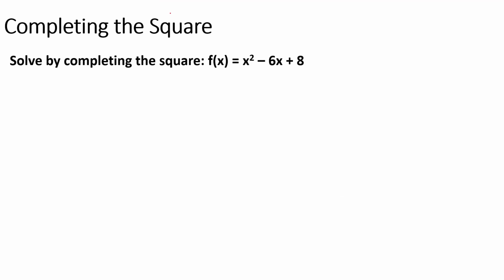So first, completing the square. Hopefully you remember that when you're completing the square, you replace f of x with 0. And then you subtract the 8 so that you're left with ax² + bx = c.